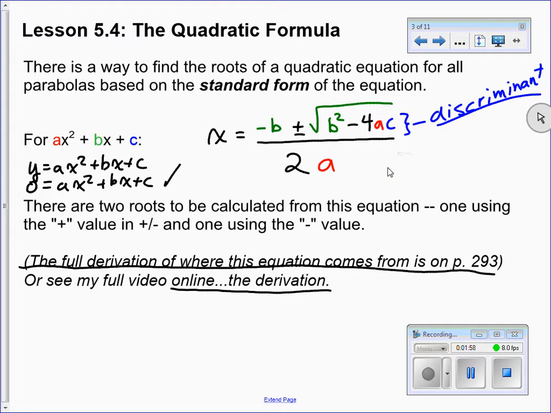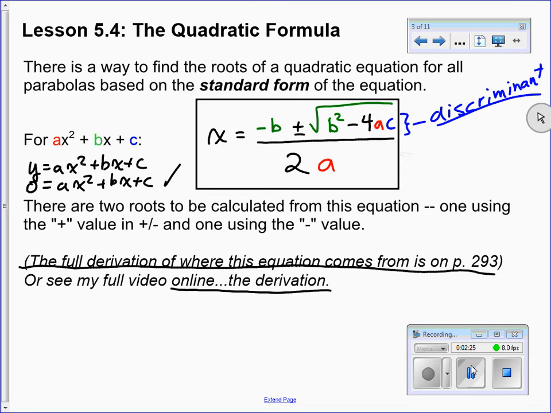This equation is one of the most important equations you'll ever know. It's used in physics. It's used in biology for different things. It's used in business in order to find the minimal points of certain things. And it also can be used to find the zeros of any arc or arch that we use.